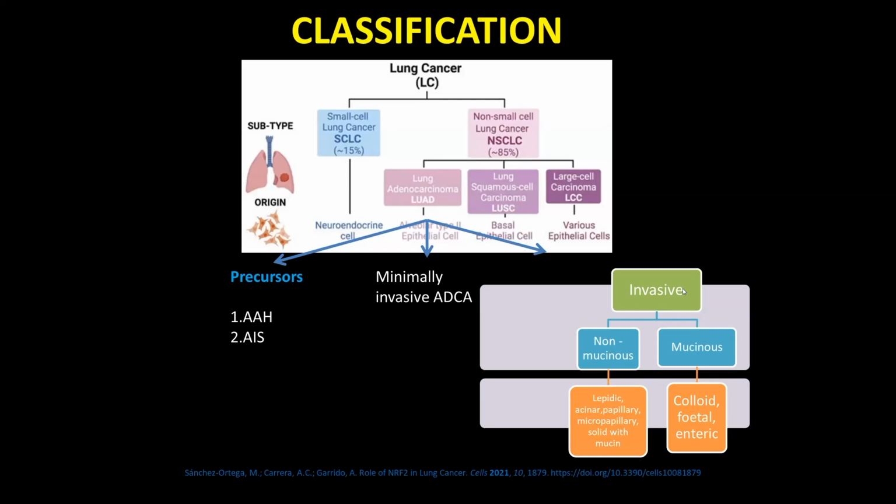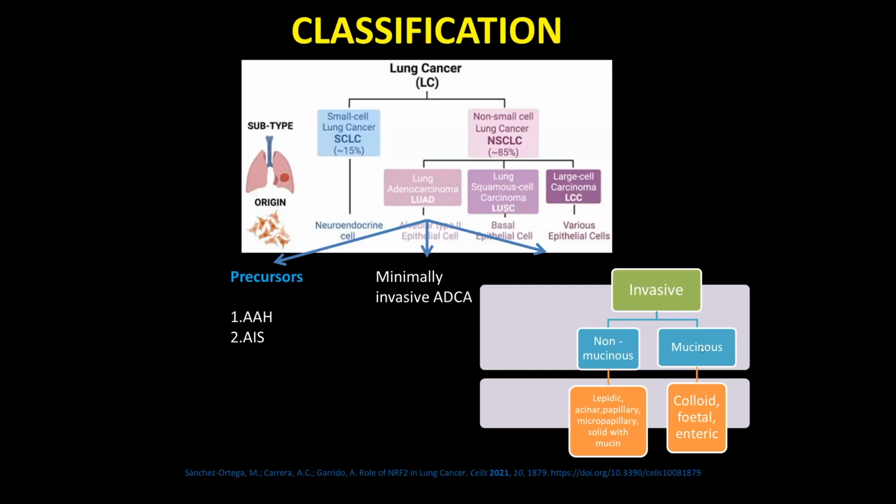The invasive adenocarcinoma, again, has two types, and the pathologist will be calling it like this. There is the non-mucinous type and the mucinous type. For the non-mucinous type, the histological variants are the lepidic type, acinar, papillary, micropapillary, or a solid type, with or without mucin. Then the mucinous types are the colloid, fetal, and enteric. This is of columnar cell origin. So remember, invasive is divided into non-mucinous and mucinous.